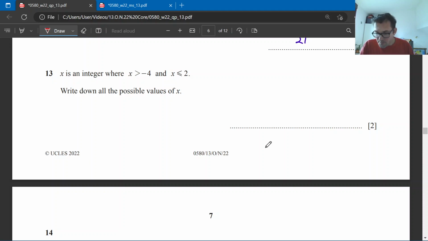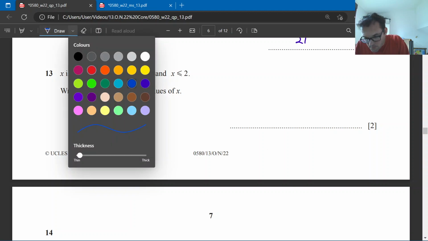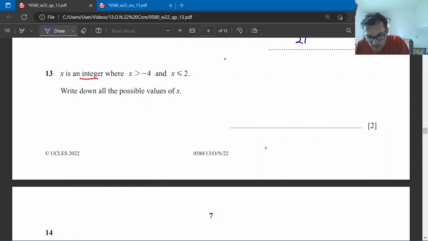Question 13. X is an integer. Remember this word, integer means a whole number, no fractions, where x is bigger than minus 4 and x is smaller than 2. Write down all the possible values for x.